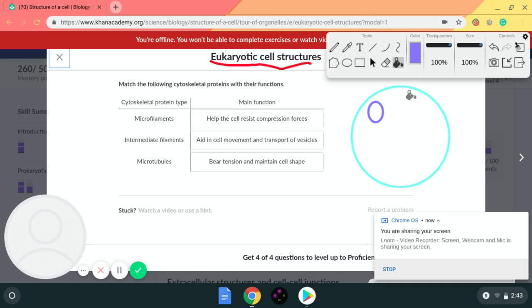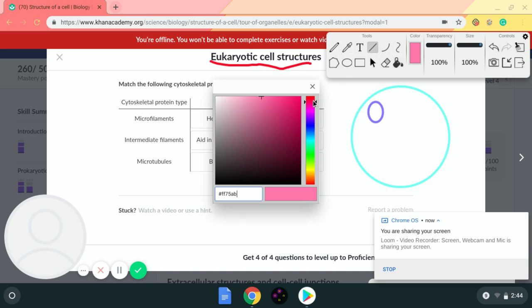Maybe if I just bring it to 100, it will. Maybe no transparency? Okay, I don't know why that never works. If someone can tell me why that doesn't work on here, that would be appreciated. But anyway, we're going to talk about 3 things that make up this skeleton inside of the cell.